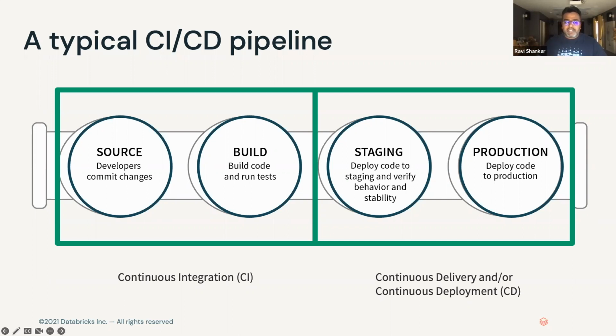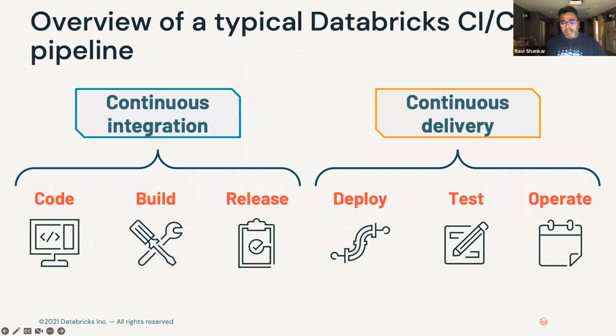So as I said, it's typically a two-step process: continuous integration and continuous delivery. In Databricks, it's the same process. The continuous integration involves coding either through an IDE or a notebook, then building the package out of it, and finally the release side of it. And once the code has been released, you want that code to be quickly deployed, tested, and then ready to be operated for production.